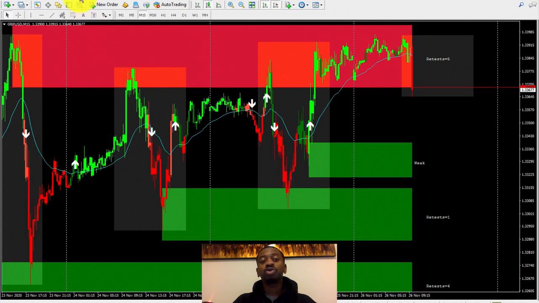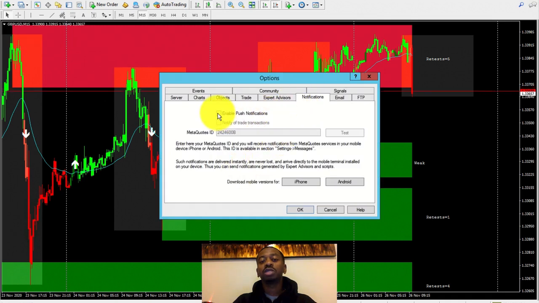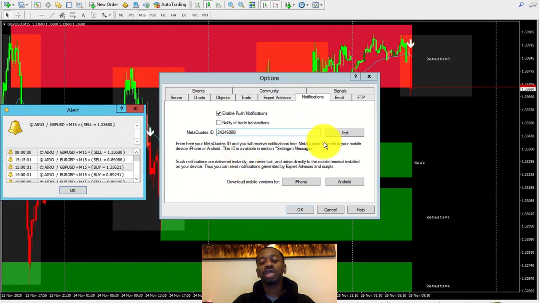All right. So to do so, you go to Tools, you go to Options, you go to Notifications, check Enable Push Notifications. And then what you want to do is you want to go to your cell phone or your tablet. You want to make sure you have MetaTrader 4 downloaded onto your actual cell phone or your tablet. And then when you go through there, you want to go into your settings. So you select Settings, and then you want to select Chat and Messages. At the very bottom, you'll find your MetaQuotes ID number. Type that number into your computer, here where your VPS is at. Select Test. You'll see a notification go to your phone, and then you're good to go.